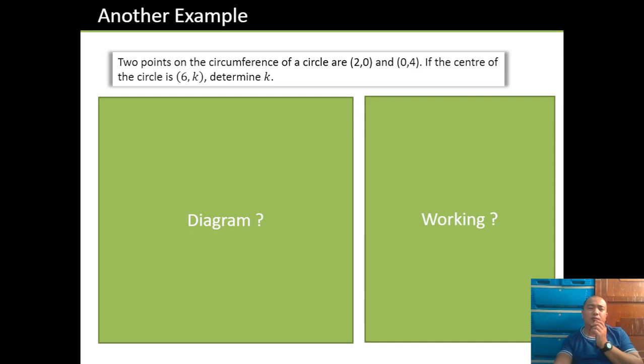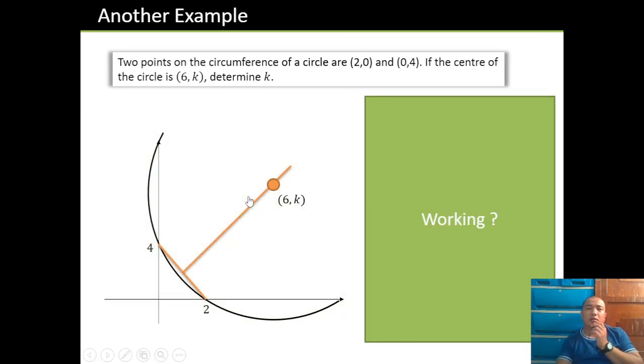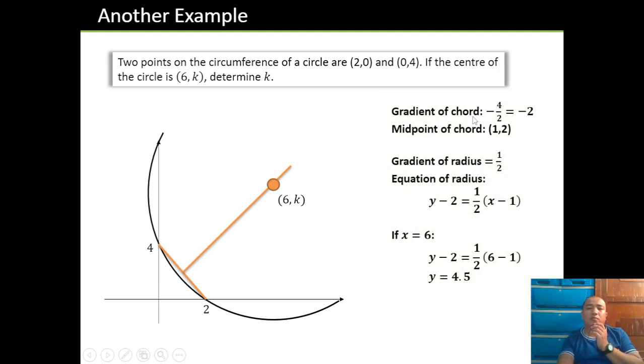Two points on the circumference of a circle are (2, 0) and (0, 4). If the center of the circle is (6, k), determine k. So the center is (6, k), and the circle passes through (2, 0) and (0, 4). To solve, what is the slope of the chord? It's 4 minus 0 over 0 minus 2, negative 2.